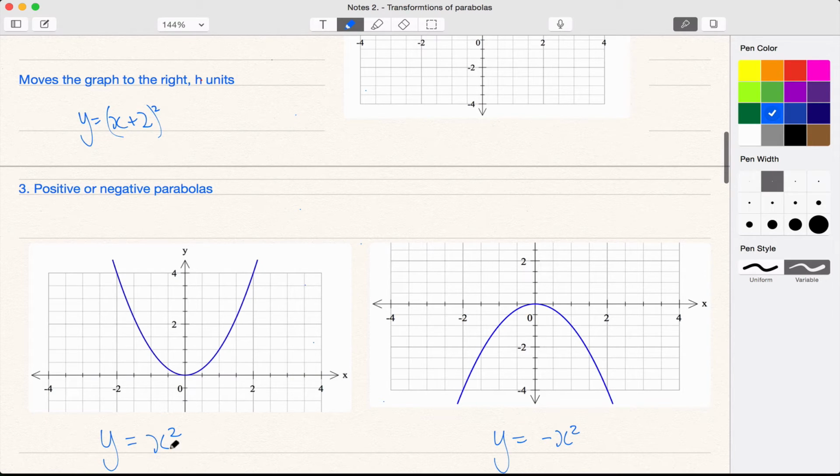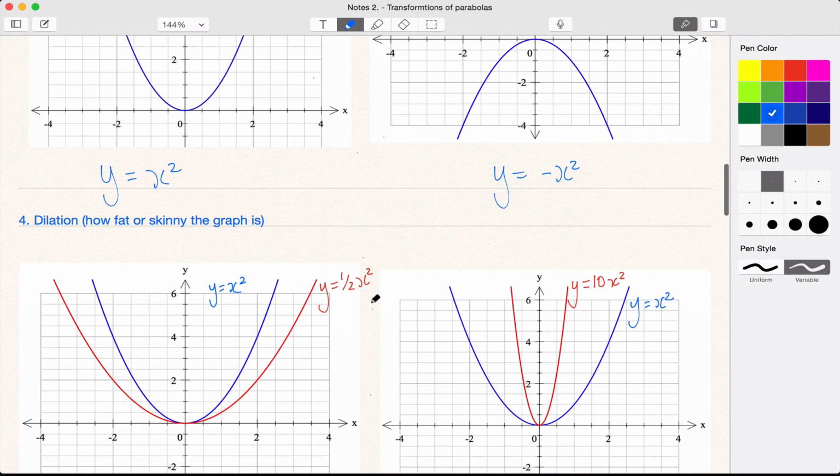So this is our base graph, y equals x squared, seen this one a few times now, and this is our negative graph, y equals negative x squared. So if the negative is in front of the x squared, it's a sad face, upside down negative parabola.